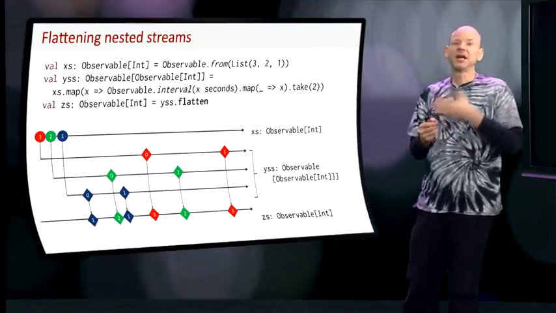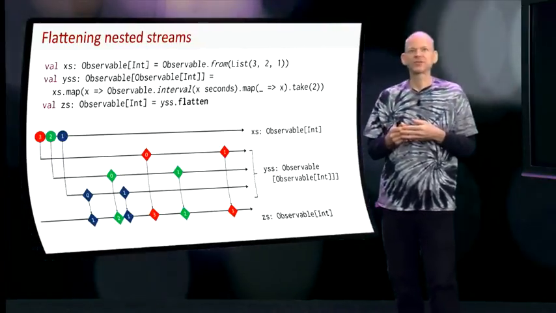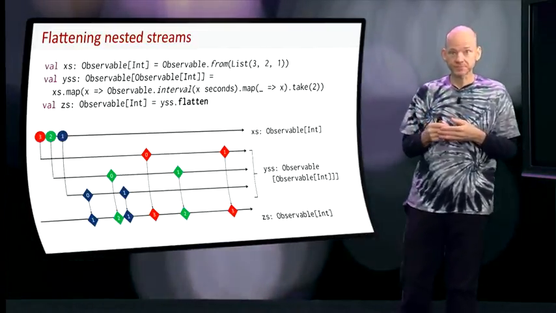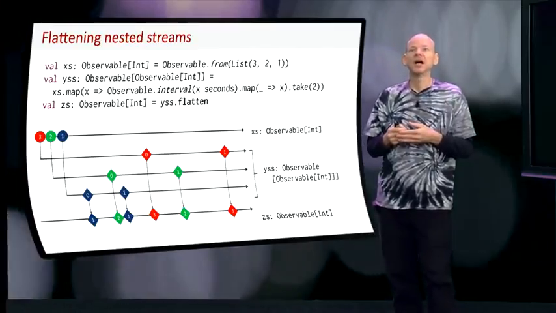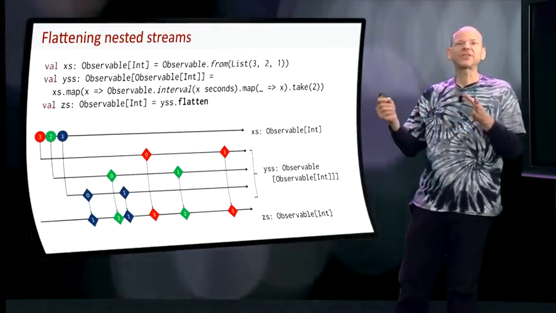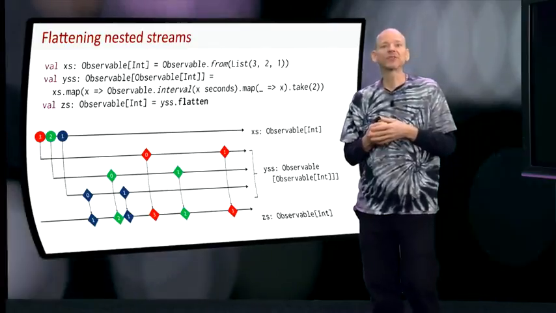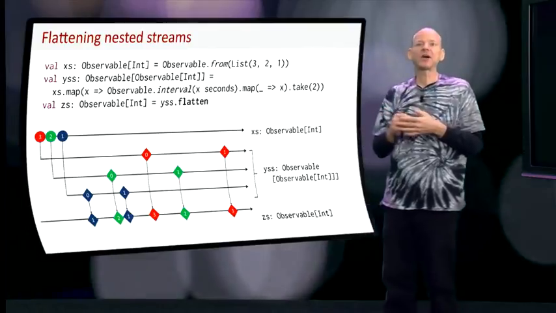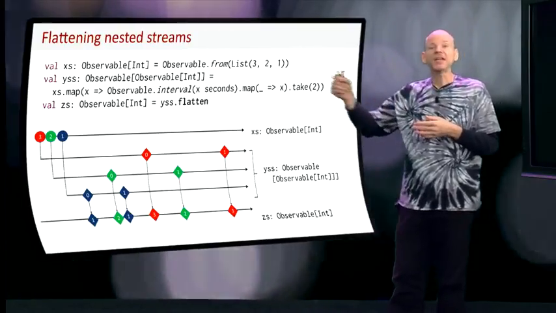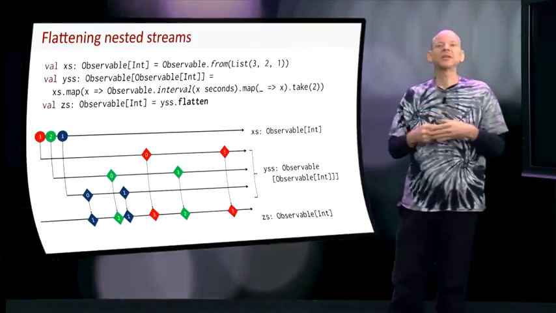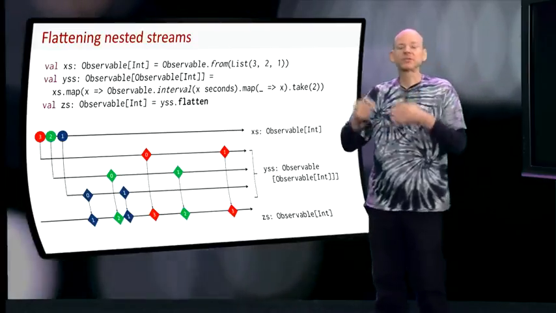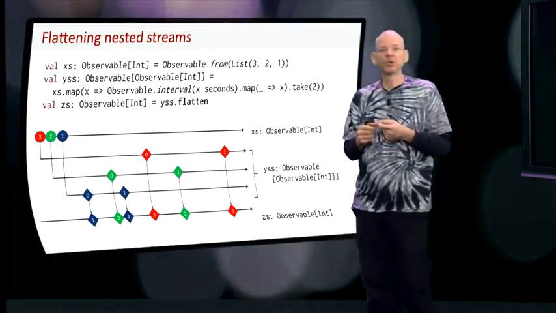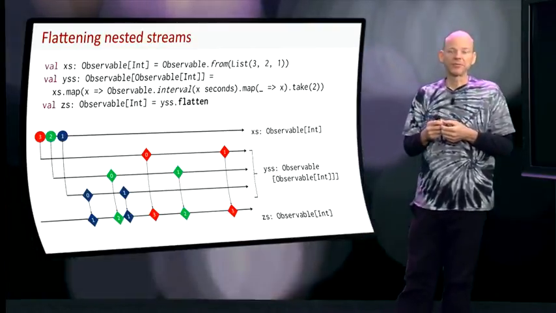So we start with a simple stream that has the values 3, 2, 1. Then what we do is we create an interval of the length of the number. So the first one, number 3, will send out the value 3 every 3 seconds. And then the second stream will send out the value 2, the green thing there, every 2 seconds. And then finally the blue one will be sent out every 1 second.